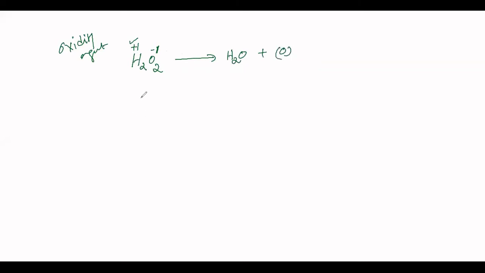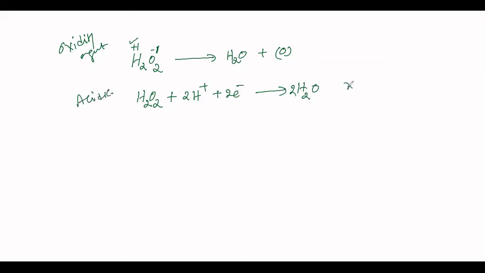Or if you want to write the ionic equation in acidic medium, it will be H2O2 plus 2H+. If you take this as oxidizing, it has to be reduced in this case. So the reduction happens with 2H+ taking up 2 electrons, and this is going to become 2H2O. So this is what happens in acidic medium.